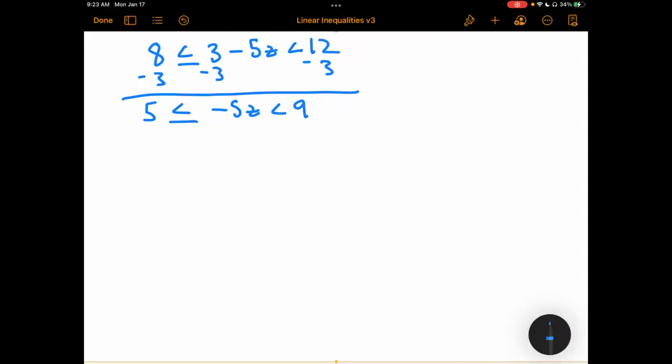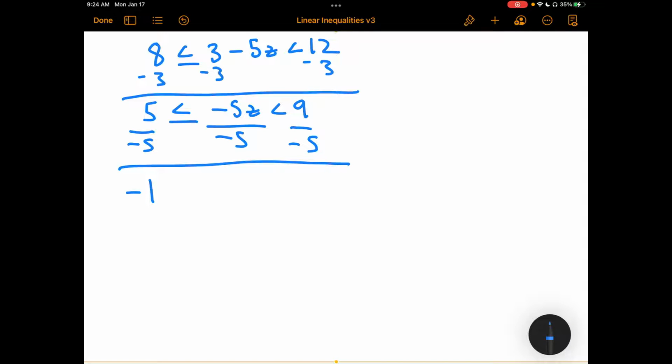So now our problem reads 5 is less than or equal to negative 5z, which is less than 9. So now we solve for z. The way to do that is we need to get z by itself. So z is currently being multiplied by negative 5, which means we need to divide to cancel it out. So we're going to divide z by negative 5. And whatever we do on one side, we have to do to all sides. So negative 5 here and negative 5. So 5 divided by negative 5 is going to give us negative 1.